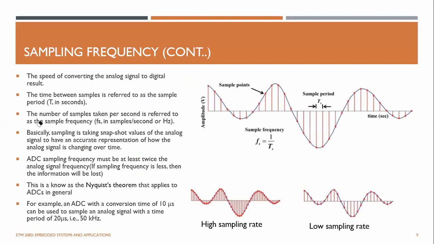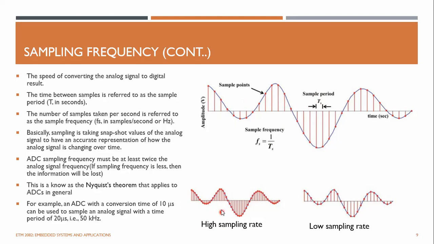So let's take a look at what is the sampling frequency. The sampling frequency is the speed of the conversion, which means you can take the samples here, here, here, and here. So the sampling frequency is 1 upon this time period. This is the sampling period. These gaps are very equal, right?